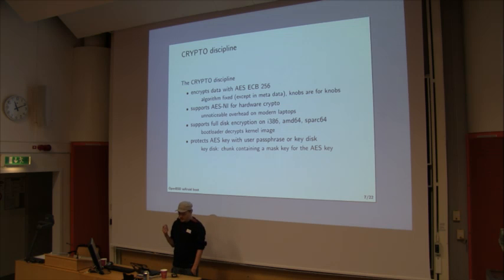So we can do full disk encryption setups on i386, AMD64, and SPARC64, where only the bootloader is not encrypted. Everything else is encrypted. And again, you have the options of using a passphrase that you type when you boot the system, or when you attach your softraid crypto disk manually while the system is running. Or you can use a key disk.